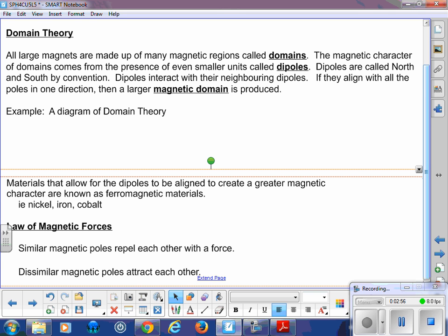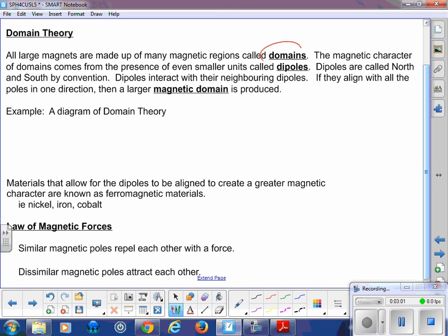Domain theory is that all large magnets are made up of little regions called domains. The magnetic character of the domains comes from the presence of dipoles. So basically, magnetic material is made up of a whole bunch of little magnets inside, and it's those dipoles, the north and south, that interact. You're not going to regurgitate the definition for me if I ask you, and I will. Domain theory will be on the quiz, test, exam, assessment, because it is important. You're not going to write this out for me. You're going to give me a diagram.